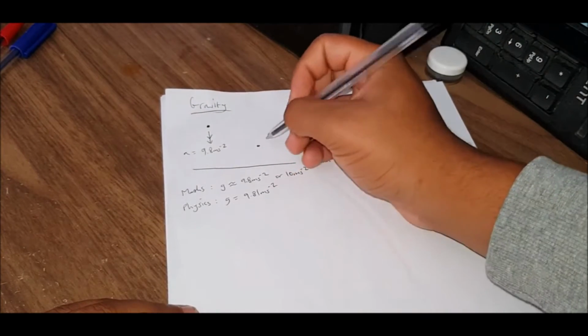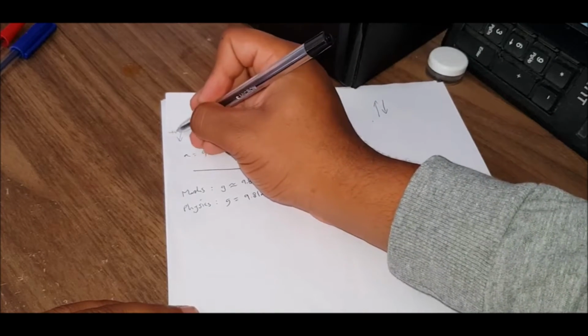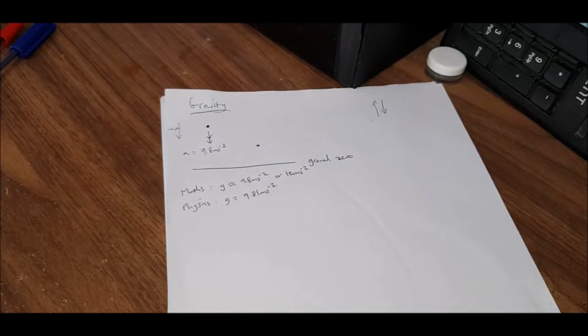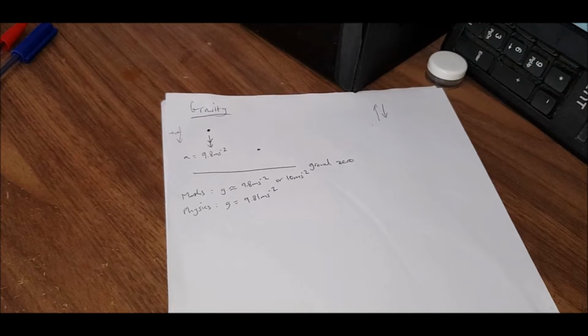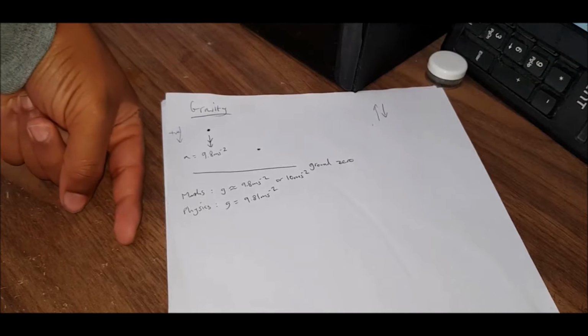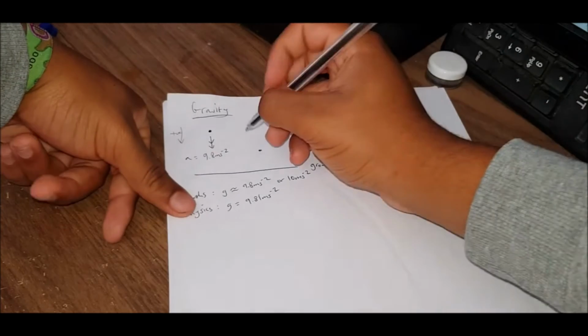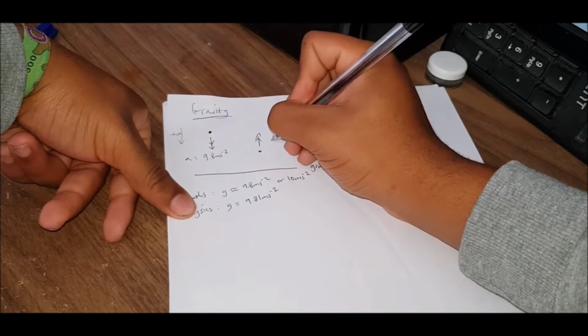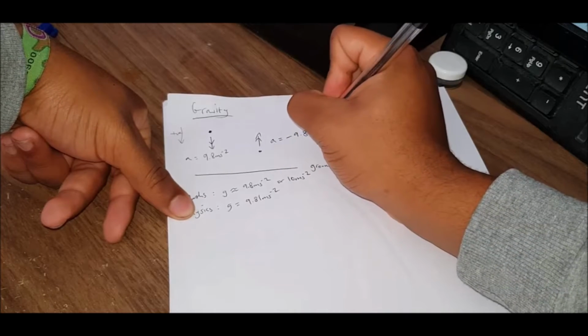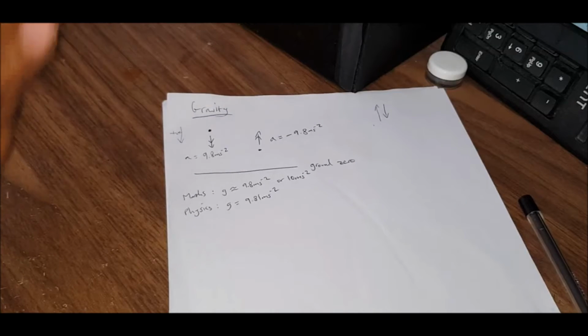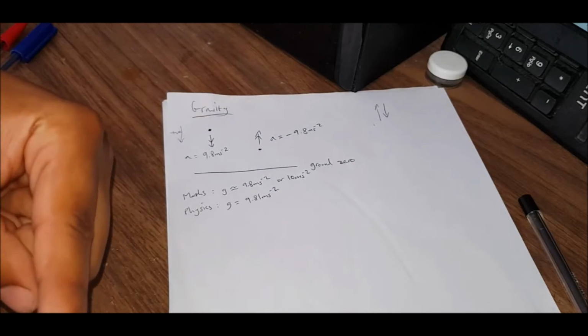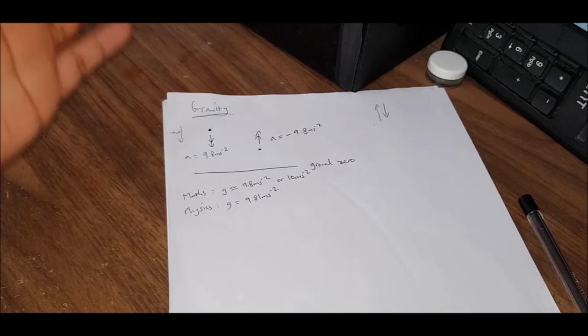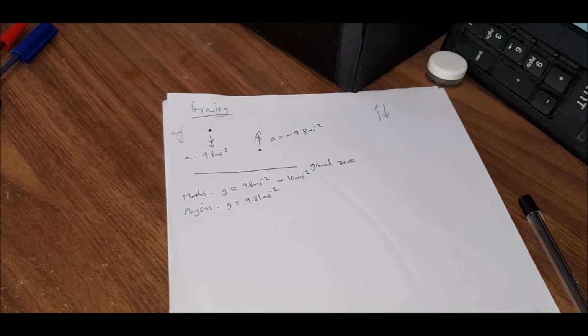Also consider the positive direction as well. Make sure you know what direction you're considering. Because if this is the positive direction, then if the ball is going upwards, the acceleration is minus 9.8 meters per second squared because it's decelerating as it goes up, because gravity goes down. Does that make sense? Should, definitely. So, that is what's happening.